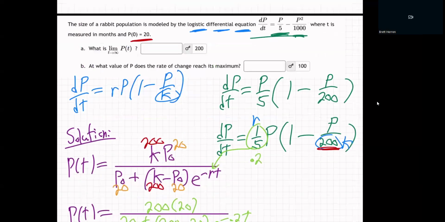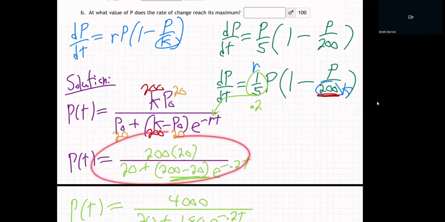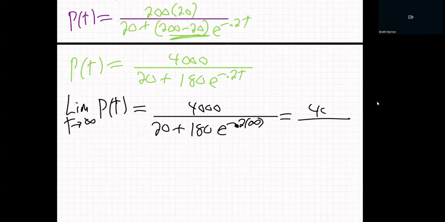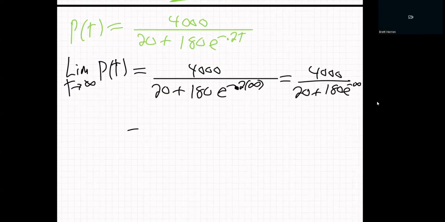So we have a rabbit population. Their growth obeys this logistic equation. We solved it and wrote down the solution. Now we can let t go to infinity. This is going to be 4,000 over 20 plus 180 e to the minus 0.2 t, and then we make t go to infinity. What is that? Well, that's actually not too hard. 0.2 times infinity, negative 0.2 times infinity, is just negative infinity.